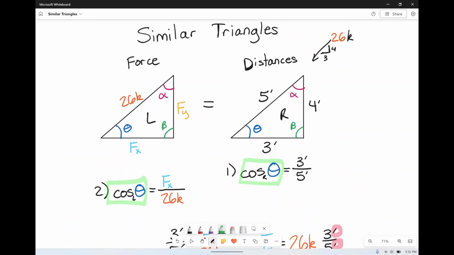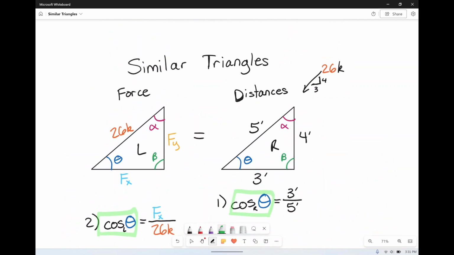So when I'm looking at this picture, I'm going, this is what I want. Well, what do I know? What I know is this thing. That's a hypotenuse. What I want is horizontal. What I know is hypotenuse.